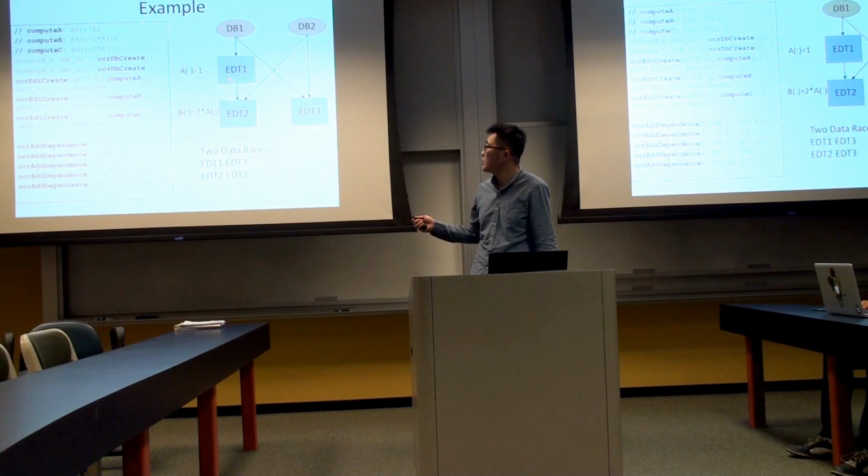So for EDD1 and EDD2, there's no data race because there is a path. But for EDD1, EDD3, and EDD2, EDD3, there are no paths, so they can run in parallel. And both of them access the array A. So here we have 2 groups of data races, which we can find by graph traversal.